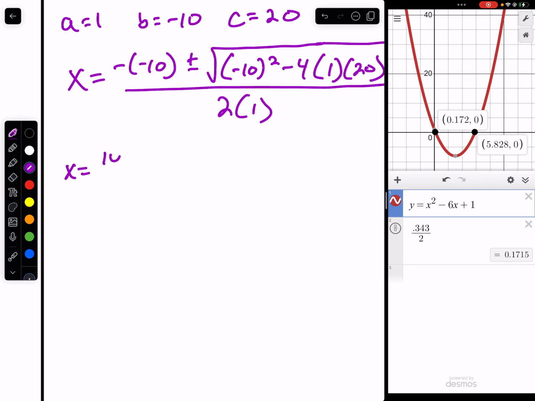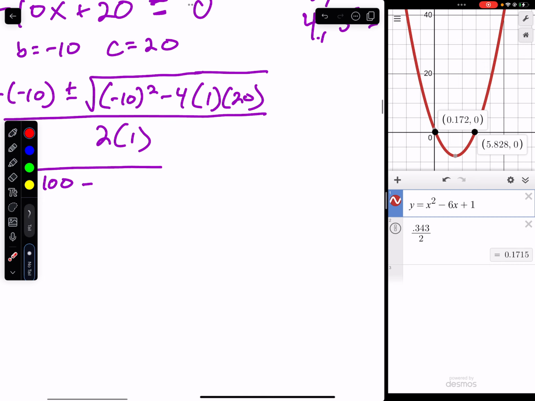So now let's start simplifying before we separate it into two equations. Minus a negative 10 just becomes a positive 10, plus or minus. Inside the square root, I am going to square the negative 10 first. So negative times a negative is a positive, and 10 times 10 is 100. Minus, I don't know if it's minus or plus actually. I'm going to look at this part. I have three things times each other. A negative times a positive, that will be a negative. Now I do 4 times 1 is 4, and 4 times 20 is 80.